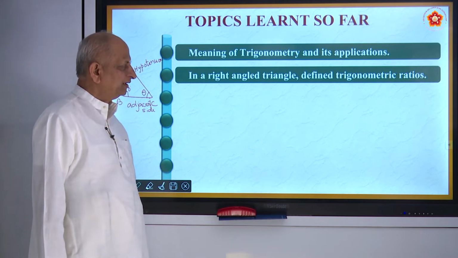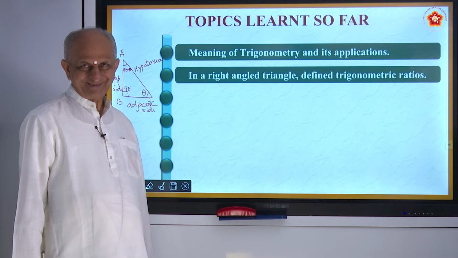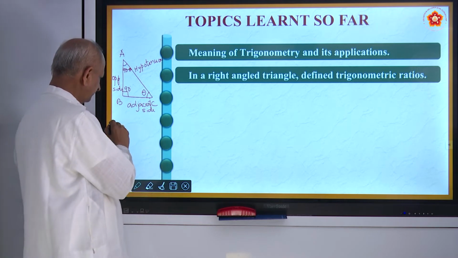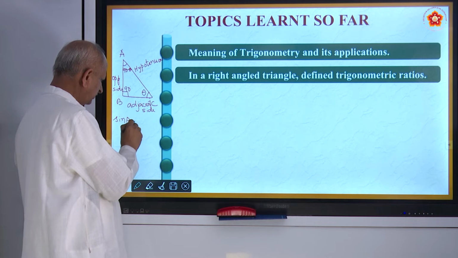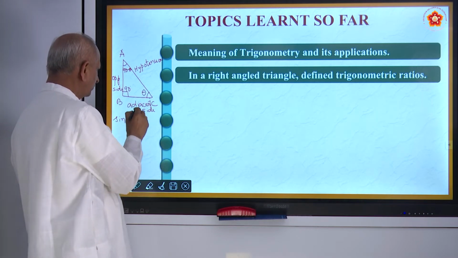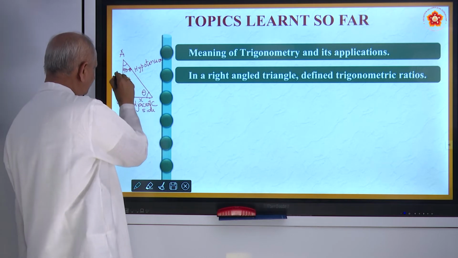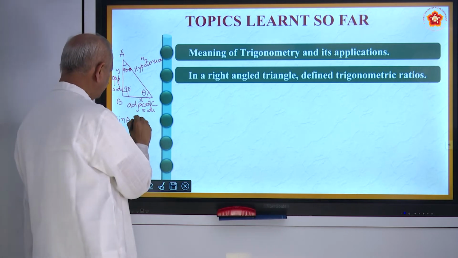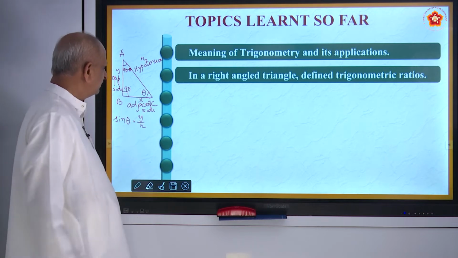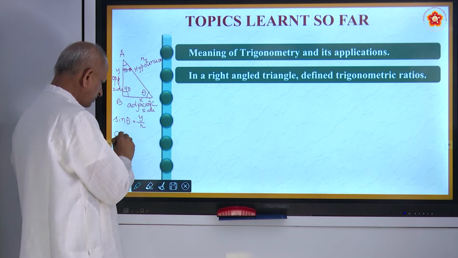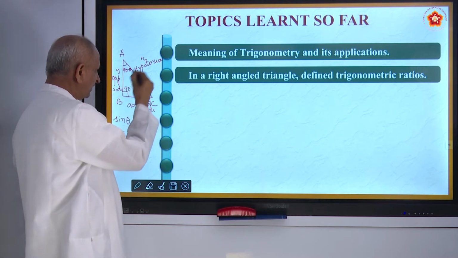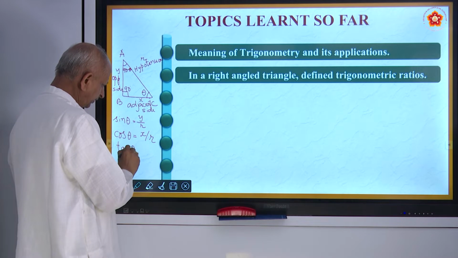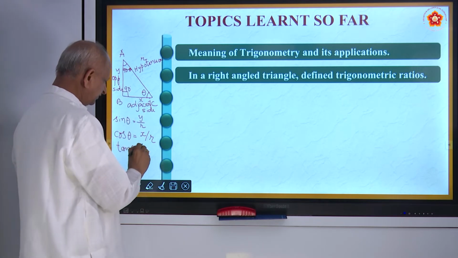So, we have got six ratios, is it not? And one of them is sine theta. Sin theta is opposite side by hypotenuse. Suppose you call it as x here, this is y here, this is r here. Anyway, you can take. So, sin theta is y by r, opposite side by hypotenuse. What is cos theta? Cos theta is adjacent side by hypotenuse, that is x by r. What is tan theta? Tan theta is opposite side by adjacent side, y by x.